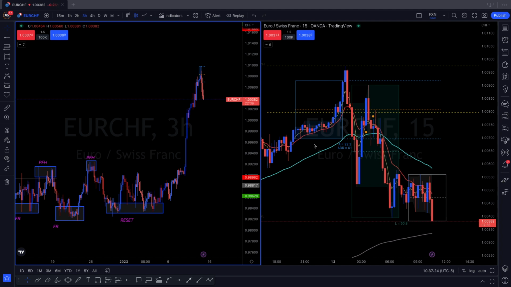So Euro Swiss right now on the 3-hour chart, you can see we're coming off a reset, right? We've had a huge move up, which is great. So that means we're looking for buys.